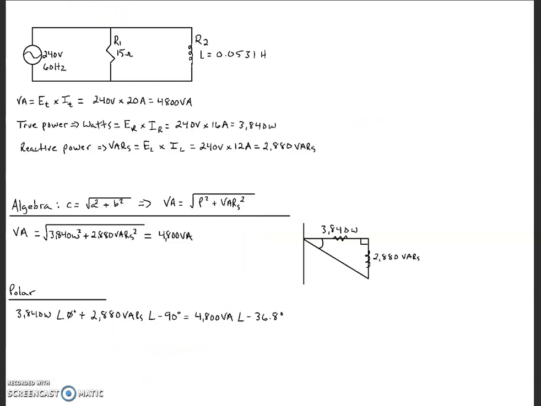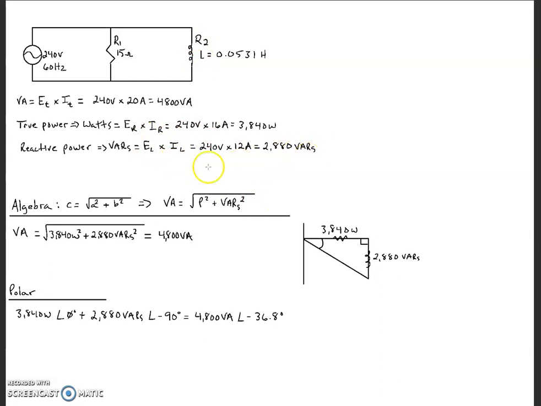So if we progress now, we want to track down our volt amps. ET times IT, 240 volts, 20 amps, gives us 4800 volt amps. Our true power, watts, is the E through the resistor times the current through the resistor, so 240 volts times 16 gives us 3840 watts. Our reactive power, our VARs through our inductor, is the E through the inductor times the I through the inductor, 240 volts times 12 amps, 2880 VARs.